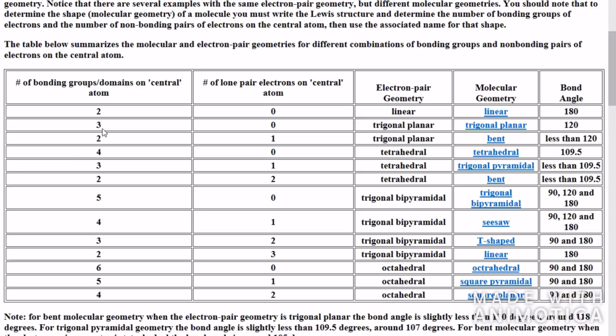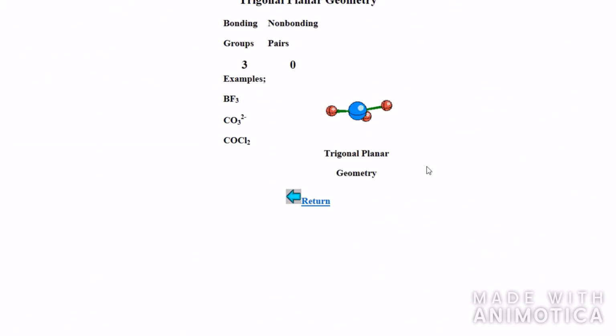Now, if I have three bonding groups, meaning I have 3 sigma bonds coming off that, or I could have 3 sigma bonds and a pi bond, we're just looking at actual bonds here, single or double. So this is why in our sp2 hybridized orbitals, we have trigonal planar shape. Even though it has 4 bonds, it's 3 sigma bonds that we're looking at. So if I have 3 sigma bonds and no lone pairs, I get a trigonal planar shape, which looks like this, where they're all in the same plane with each other.